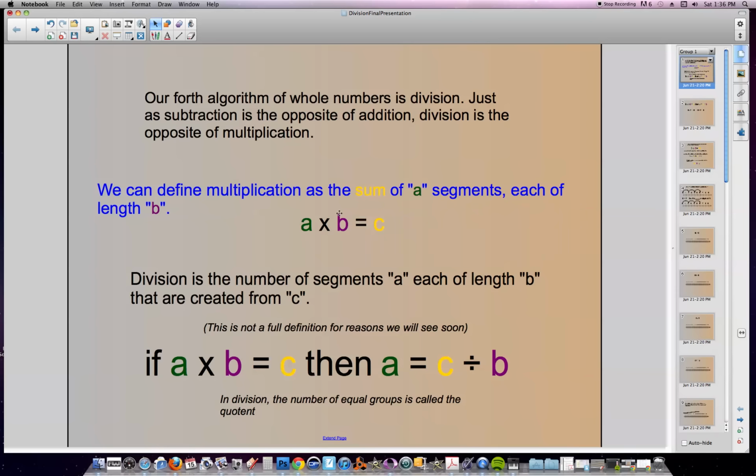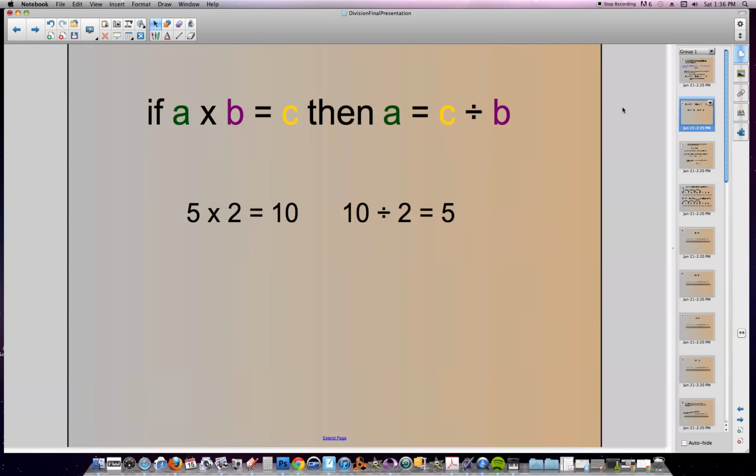Well, division has an inverse relationship to multiplication. If A times B is C, then C divided by B is going to be A. Let's take a look at that. If we have 5 pieces of wood that are each 2 inches long, then the total amount of wood we have is going to be 10 inches: 2 plus 2 plus 2 plus 2 plus 2, or 10. So that's A times B equals C. Well, the inverse of that: if we have something that's 10 inches long and we want to divide it into 2-inch pieces, we're going to get 5 pieces. C divided by B is going to equal A.